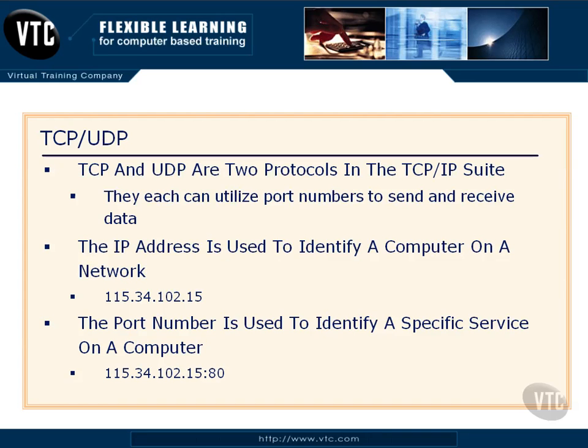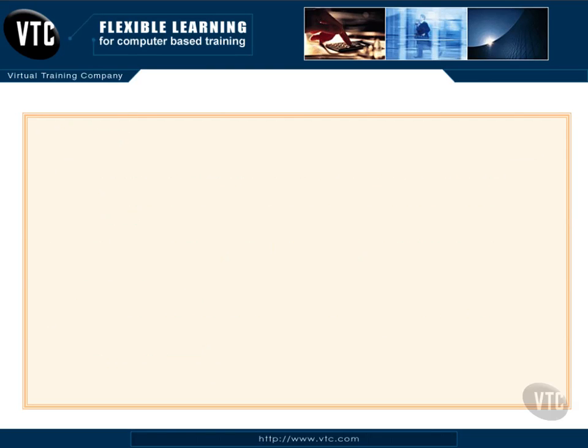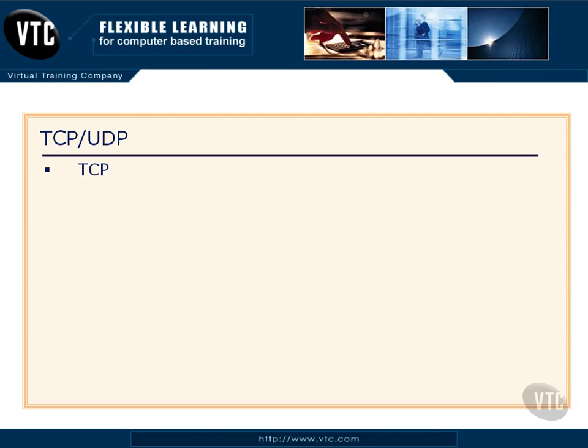Notice 115.34.102.15, and then there's a colon and 80. Now we seldom see this number, the colon and the port number, but it's out there and it's being used. And this is kind of tipping off the receiver as to what kind of service I'm looking for here and how to treat this. So now let's dig just a little bit deeper into TCP and UDP as protocols.